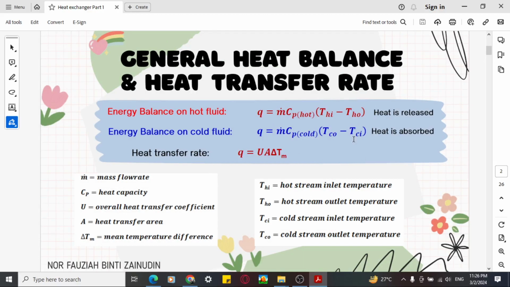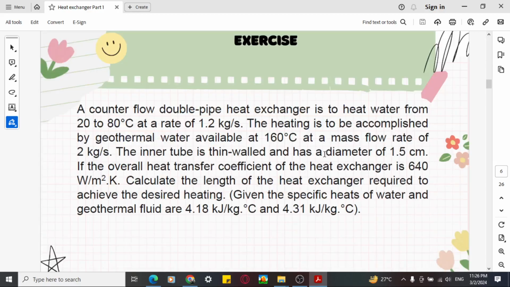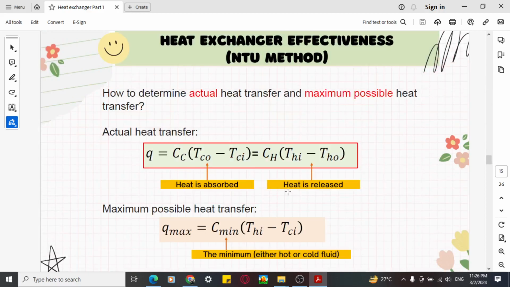Because this formula, you can use in many different cases. And this is the general equation that you will use. These two things will be the general equation that you will use. So the Qmax, they already know. Okay, how do I know the C minimum?